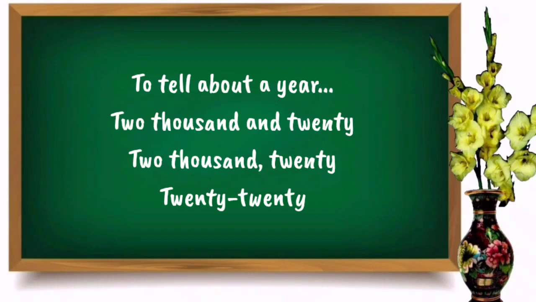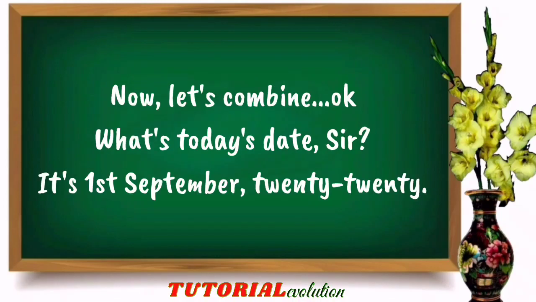Now to tell a year, you should say it in the following ways: 2020, 2020. Now let's combine them, okay? If you are asked what's today's date, sir, you should say it's 1st September 2020.